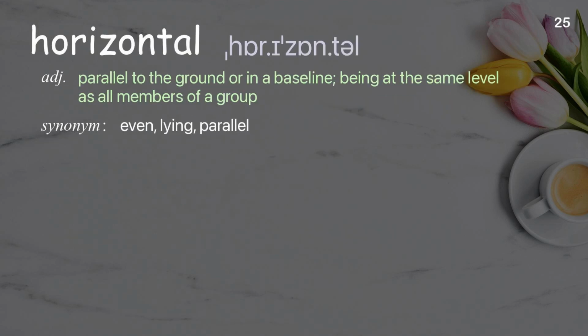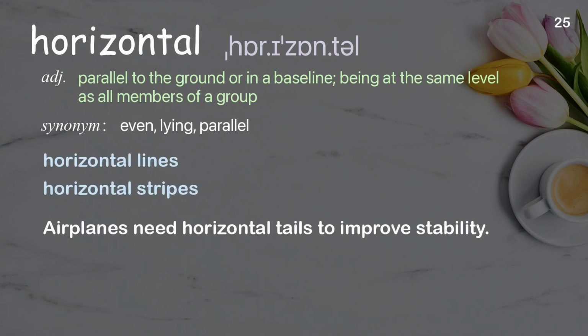Horizontal. Parallel to the ground or in a baseline, being at the same level as all members of a group. Examples. Horizontal lines. Horizontal stripes. Airplanes need horizontal tails to improve stability.